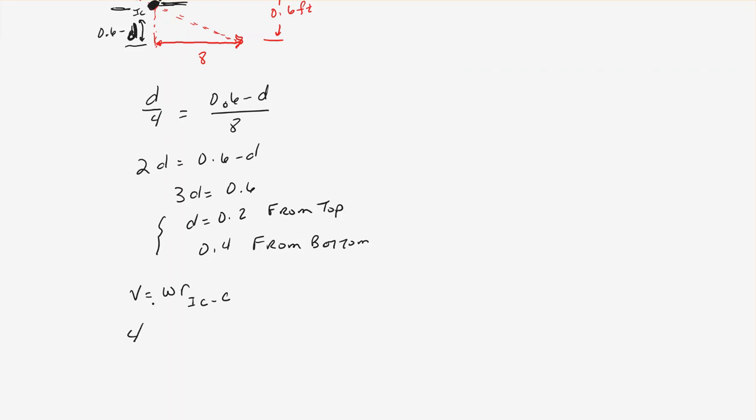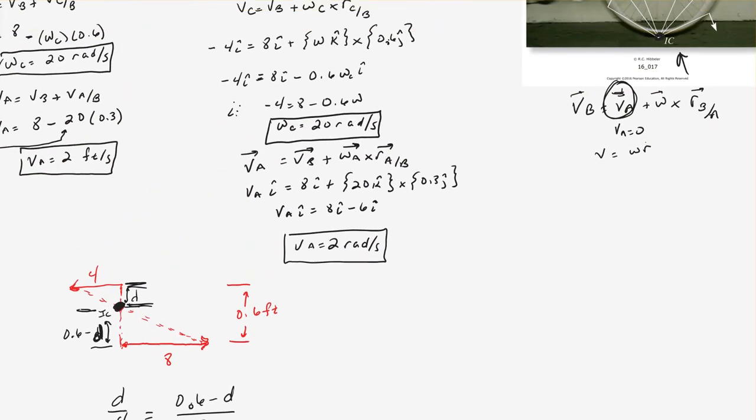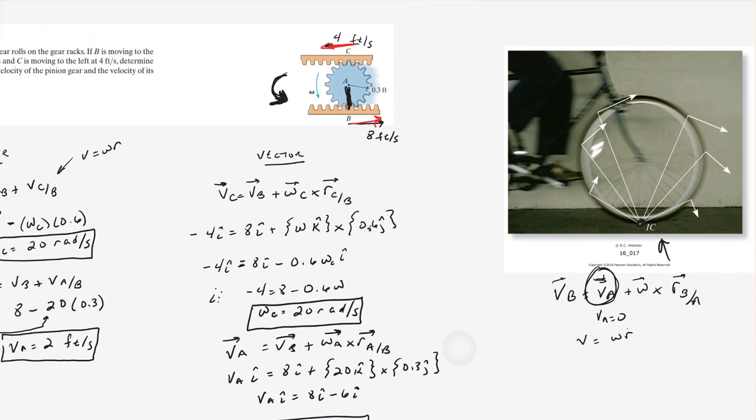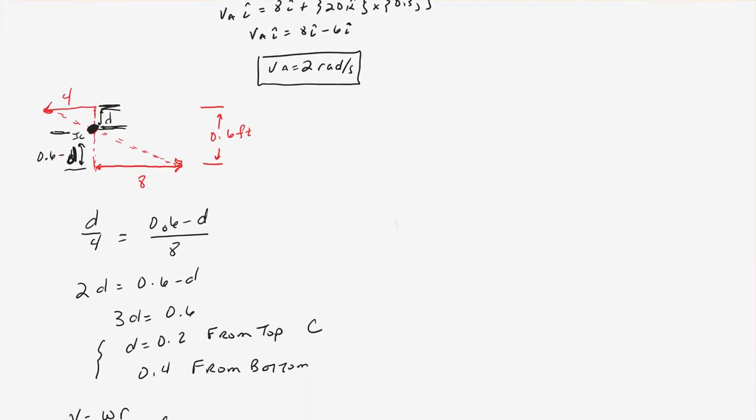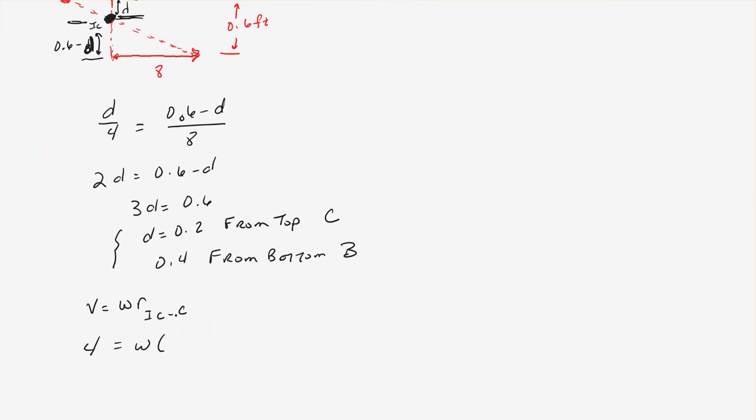So 4, okay, that's using the number at the top, is omega. And what's the distance between the instantaneous center and C? Okay, C is the top, right? Let's go back up here. C is the top, B is the bottom. All right, so if I use C, then this would be 0.2 from the top. Okay, so omega turns out to be 20 radians per second.